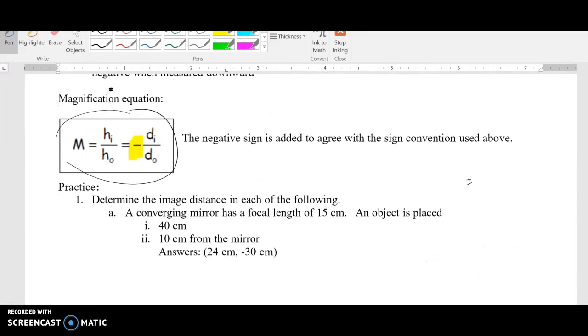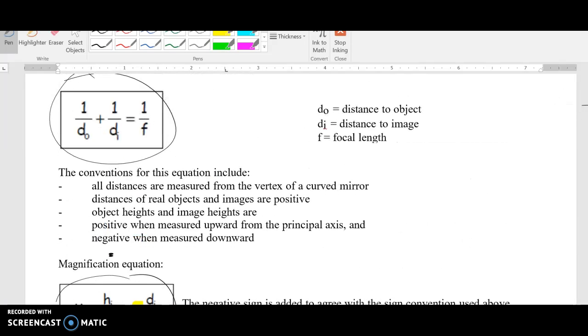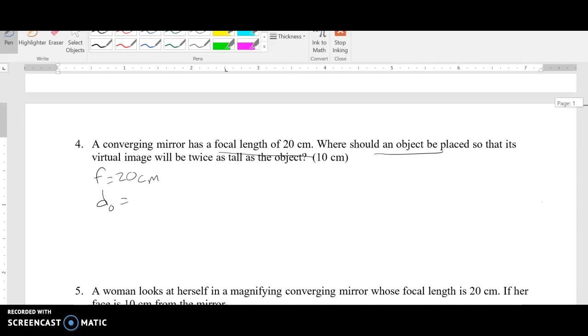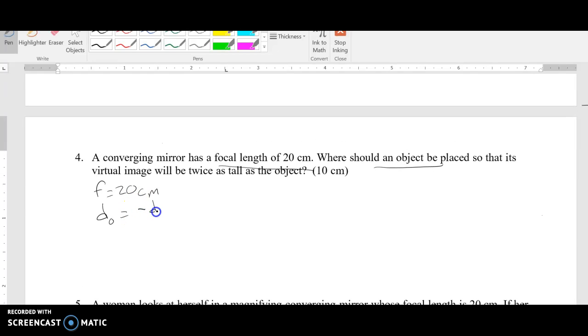We know it's either going to be, if we rearrange this, that M equals negative DI over DO. That means that DO equals negative DI over M. That's when we're going to do it. Or we can rearrange this guy up here and solve for it, but that's a lot to ask. So we're going to go down here. So we know that it's negative DI over M, which in this case is negative DI over 2. Another way to say this is that negative DI equals 2 DO. That's just doing some algebra and rearranging that.